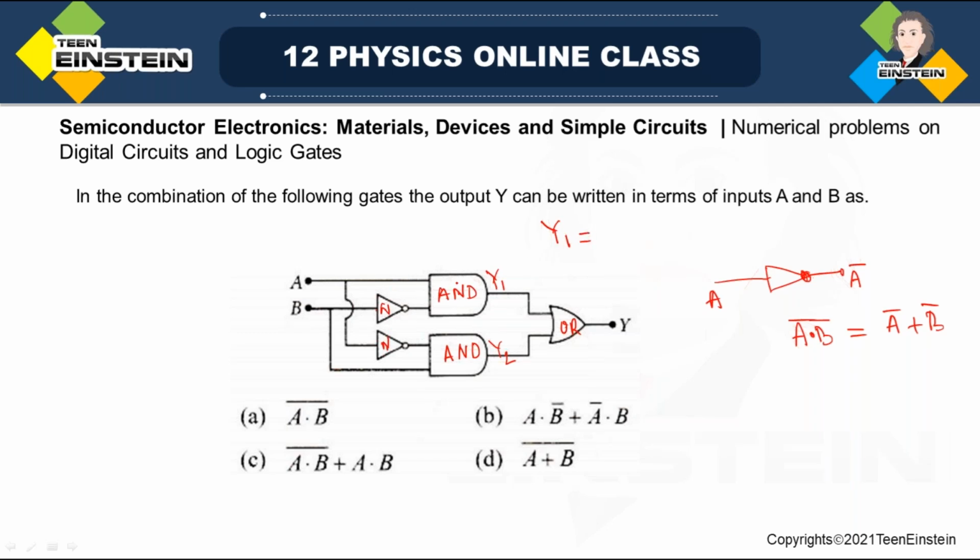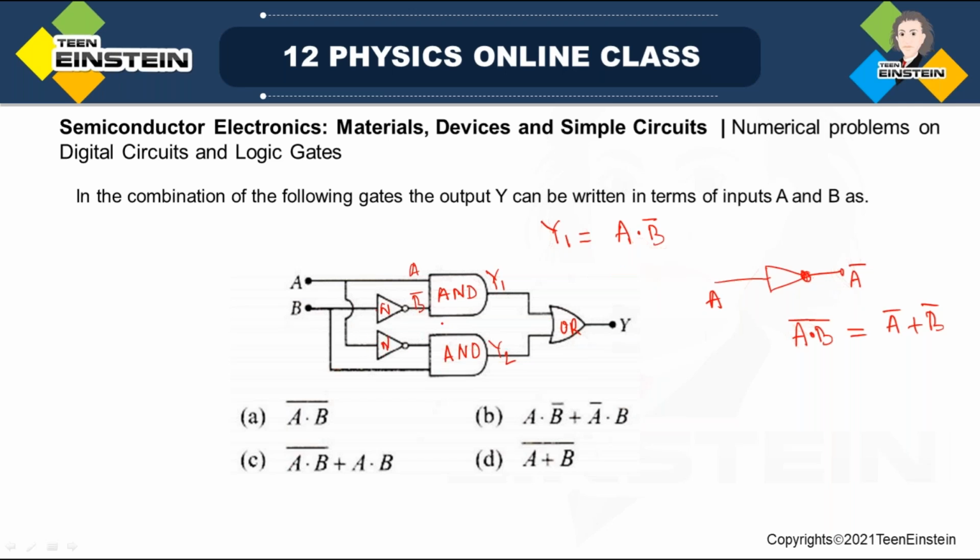So you have this as an AND gate. B is here, B bar, and this is A. So your input to this AND gate is A and B bar. So we can write A and B bar. So Y1 is A and B bar. Dot represents the AND operation.